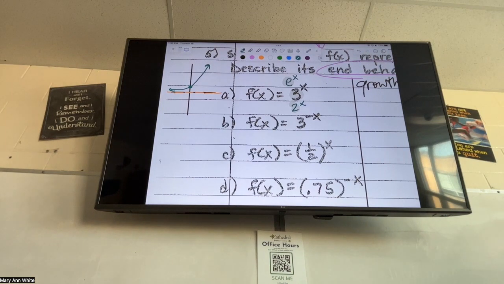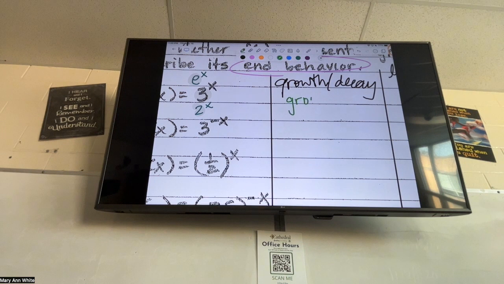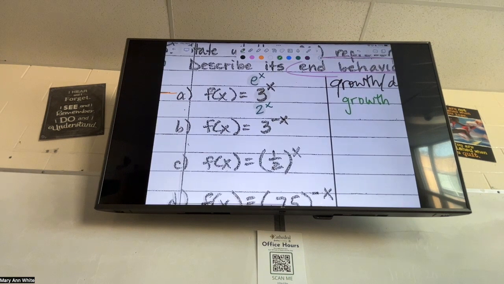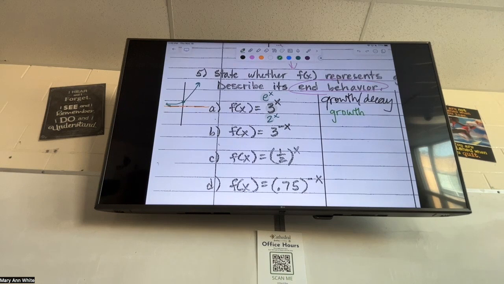Okay. So is this a growth or decay? As I read this from left to right, is it growing or is it decaying? It's growing. This one's the growth one. How do you know the horizontal asymptote? Good. It's always 0 unless there's any up or down movement, and there is no plus or minus anything on the end. That's what the parent graph does.